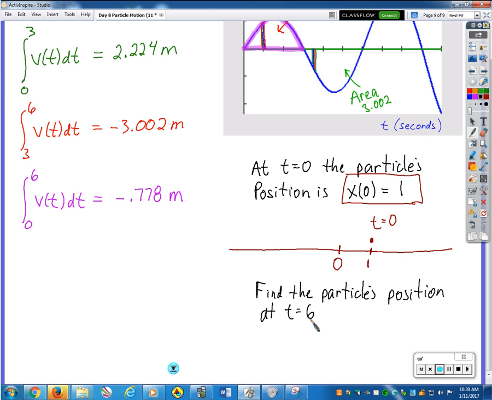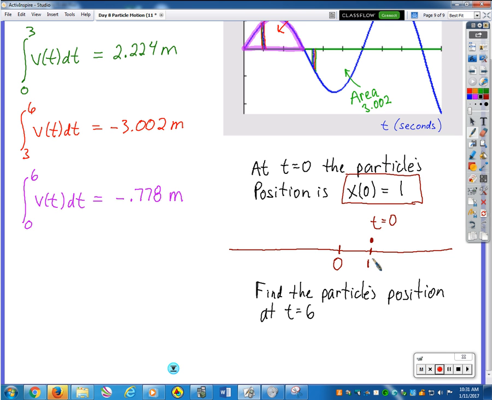This is the fundamental theorem. This is the key to the test. There are so many questions about this. How do you find it, Lexi? You would take the negative 0.778, how much it changed, so from time equals 0, you do the 1 plus negative. Perfect.